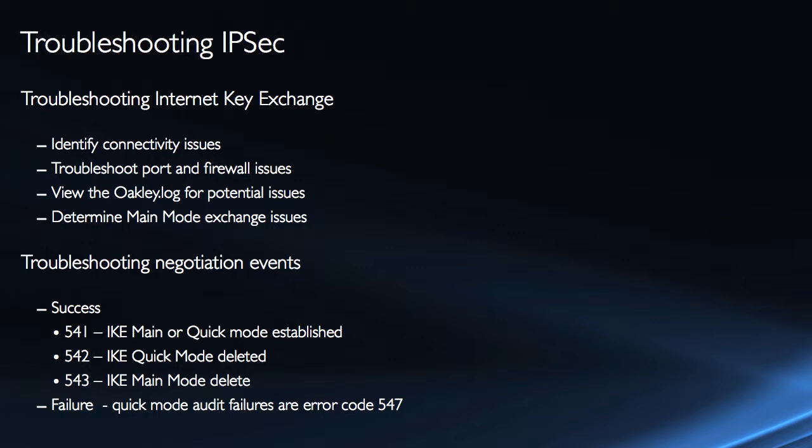And we can find some errors as well in the Windows Firewall with Advanced Security Snap-in for the main mode key exchange issues. Negotiation events that we might see in the system log, or the security log, would be success and failure events. 541, 542, and 543 are success events for main and quick mode being established, quick and main mode being deleted, and then failures would be audit error code 547. That doesn't necessarily tell me exactly what the problem is, but it's at least going to get me focused in the right place.